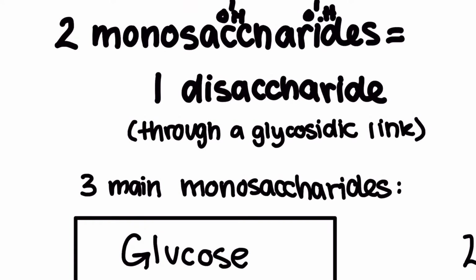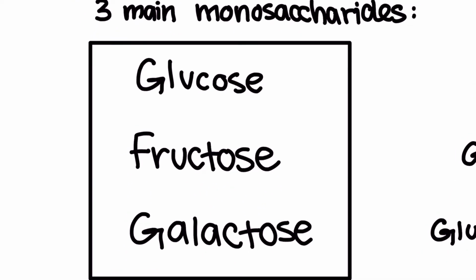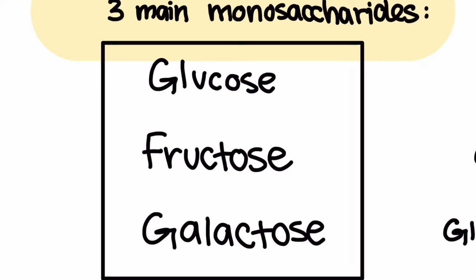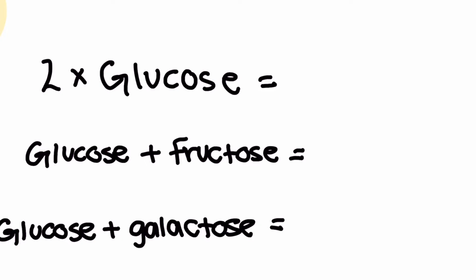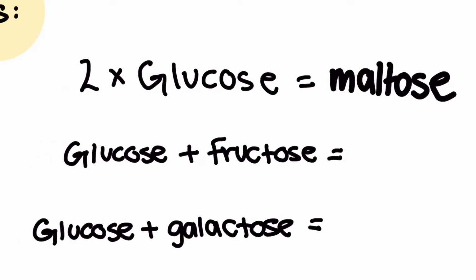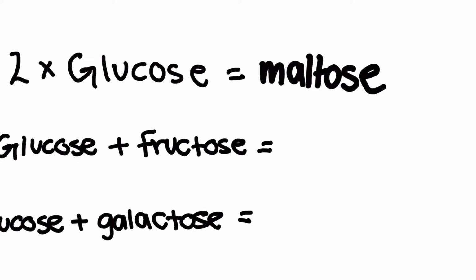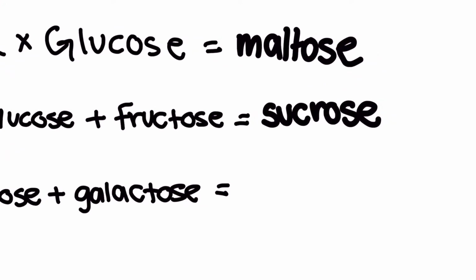And there are 3 main monosaccharides. We've got glucose, we've got fructose, and we've got galactose, which are the 3 main ones that you have to know for the IB. And depending on how they are bonded together, they can form different disaccharides. So 2 glucose molecules actually form a disaccharide called maltose, while 1 glucose plus 1 fructose molecule forms a disaccharide called sucrose. And one glucose and one galactose molecule forms a disaccharide called lactose, which is the sugar formed in milk or other dairy products.